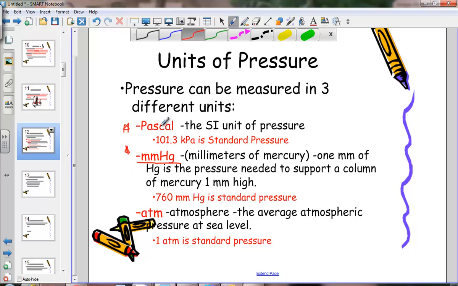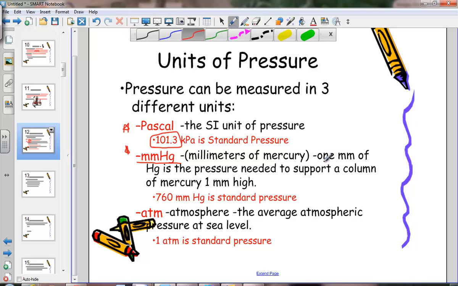Pascal is the metric system unit. The standard international unit of pressure is the Pascal. Because it's so small, we're more likely to hear that with a kilopascal, a kPa. We know that 101.3 is the standard pressure reading on a kilopascal.